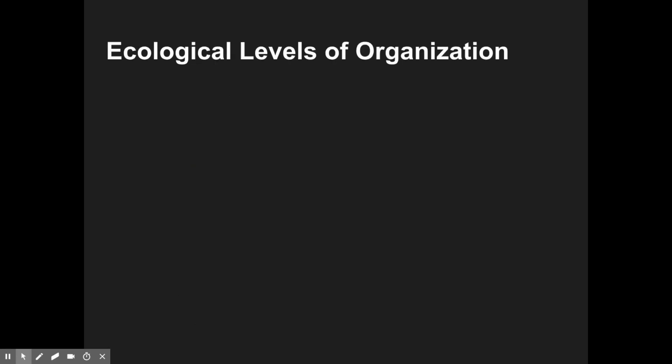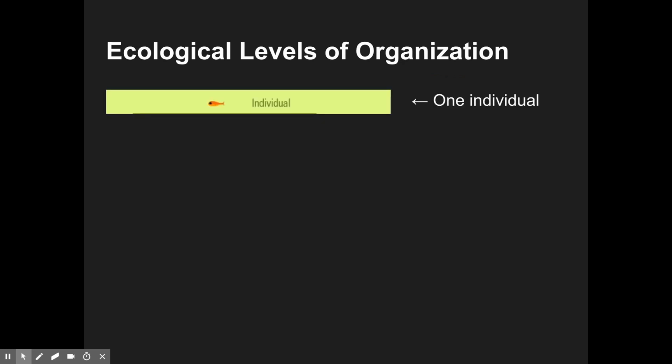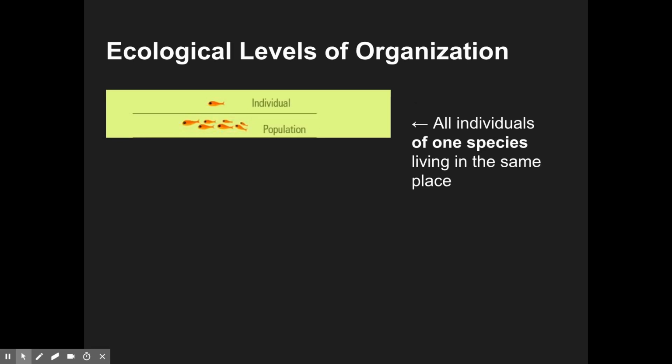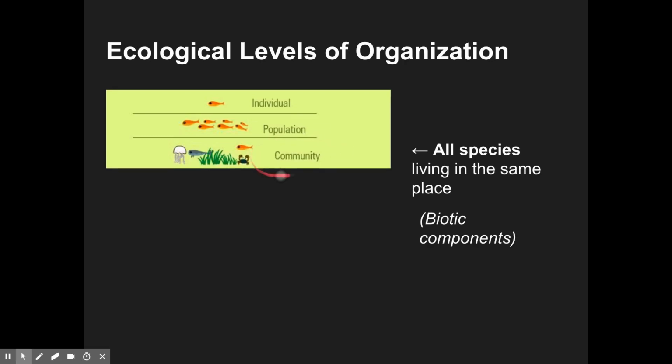Another way that we can divide ecology is looking at the levels of organization. So the smallest level of ecological organization is one individual organism. A bunch of organisms of the same species together in one place is called a population. And a bunch of populations together in one place makes up a community. Another way you can think of it is all the biotic components together in one place makes up the community.